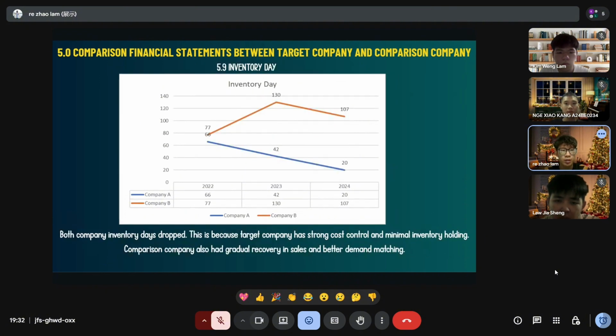So the next is inventory days. Both companies' inventory days dropped. This is because the target company has strong cost control and minimal inventory holding. And the comparison company also had a gradual recovery in sales and better demand matching.